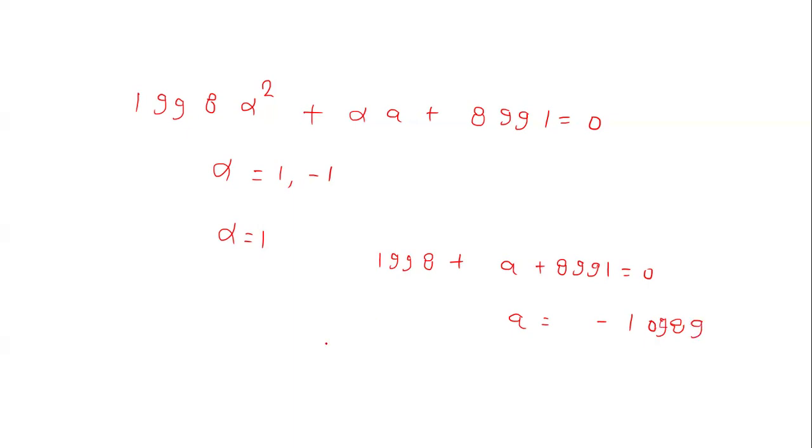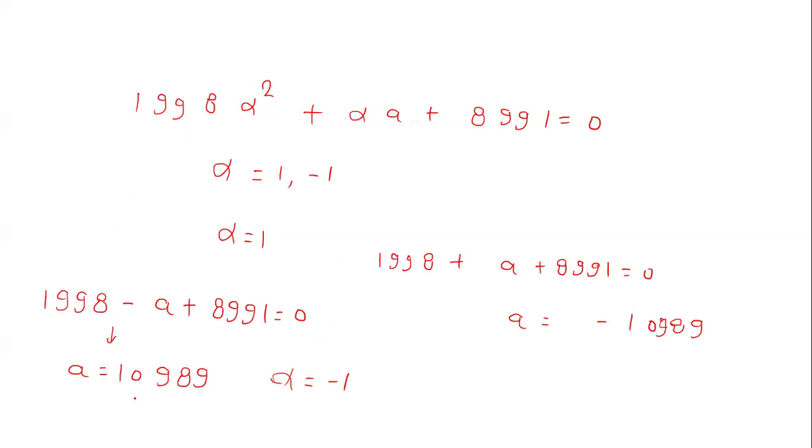And if you put alpha is equal to minus 1, then this equation will come like this: minus a plus 8991 is equal to 0. So from here you can see that the a value comes out like 10,989. So these are the two different possible values of a for which these two equations have a common root. So in this way we can solve this.